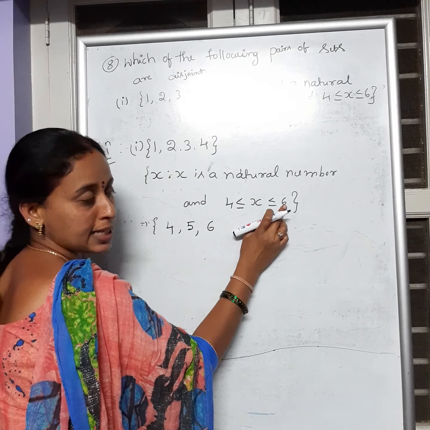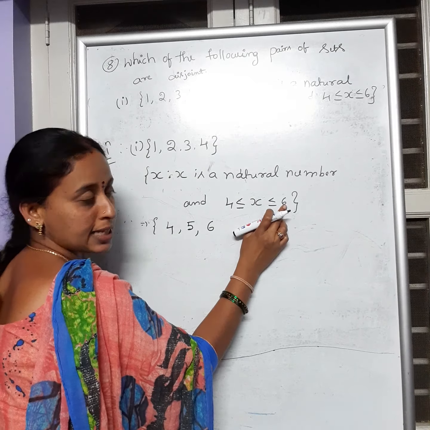The second one: set A is A, E, I, O, U, and another set B is C, D, E, F. Let's find out whether the given pair of sets are disjoint sets or not. What is given? We should find out whether A intersection B is equal to the null set. So for that let's take A intersection B.